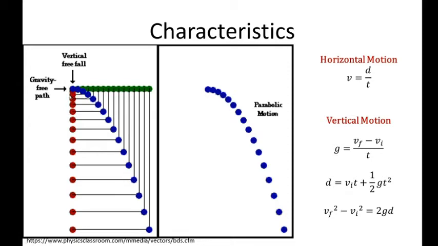So it aligns here, and then this one aligns here. Meaning to say, the acceleration due to gravity is not affected by the horizontal motion. And the horizontal motion also is not affected by the vertical motion. Meaning to say, both motions are independent from each other, or do not affect each other.